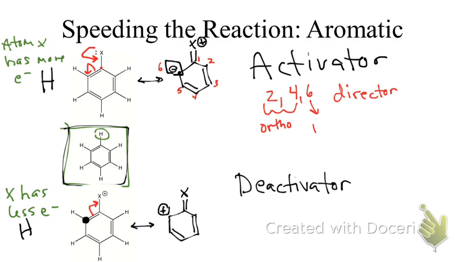Ortho and para, in this case, will come back to meta. Chemists don't like words, as you can tell by how often I speak. We jump to O and P.